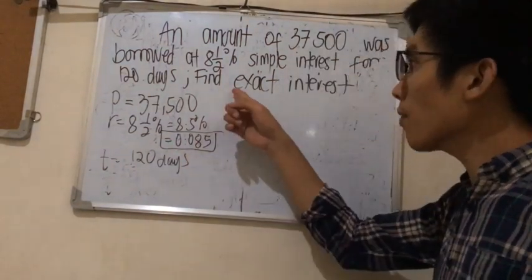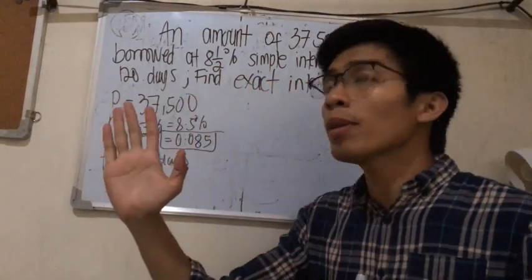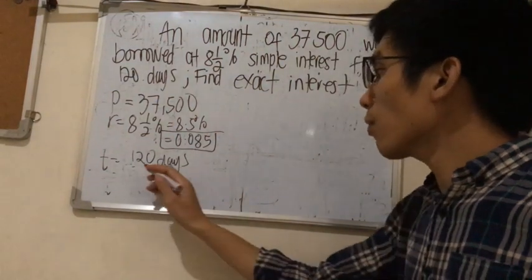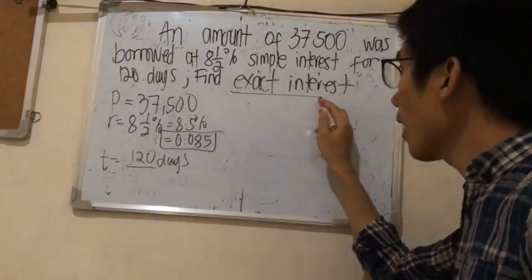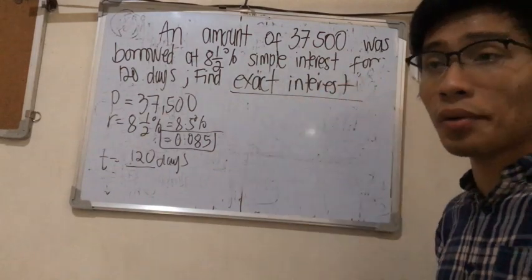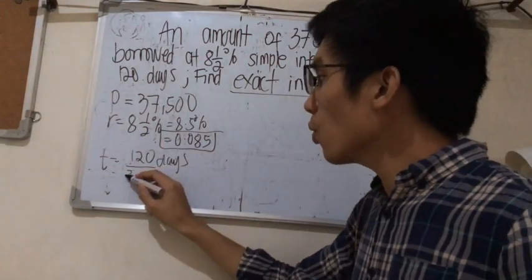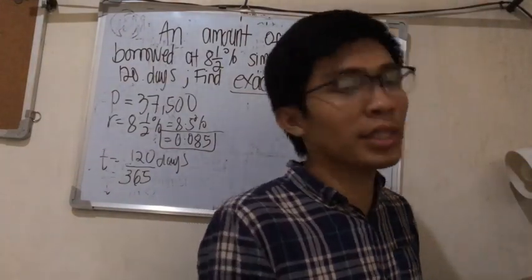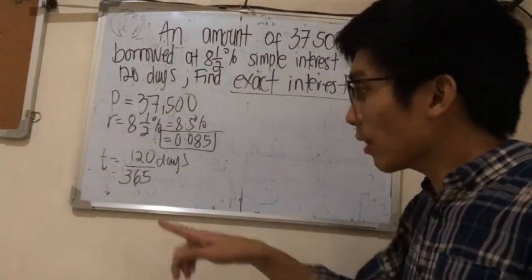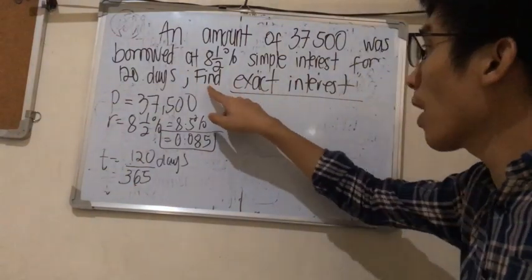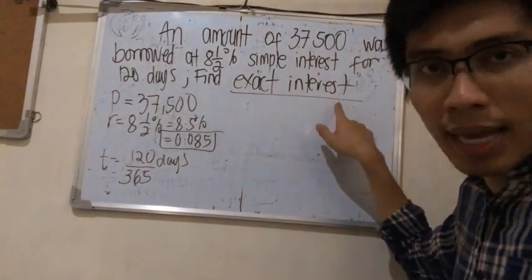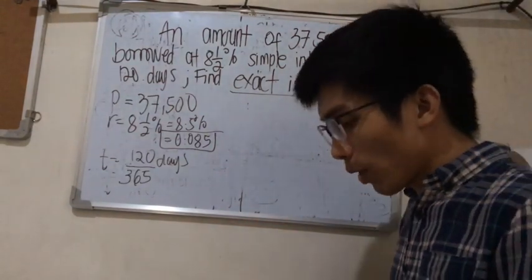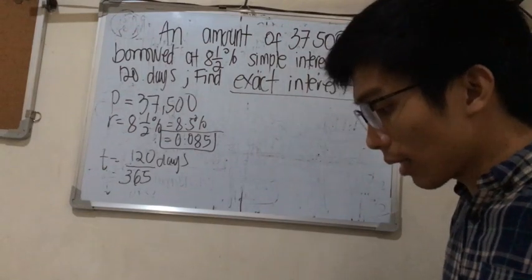Since I am asked here to find the exact interest, let's assume that this year is an ordinary year, meaning non-leap year. So we have to divide this by how many? Since I am asked to get the exact interest, I have to divide this by 365. Why 365? Because I find the exact interest and I assume that this problem is a non-leap year. So 120 divided by 365.